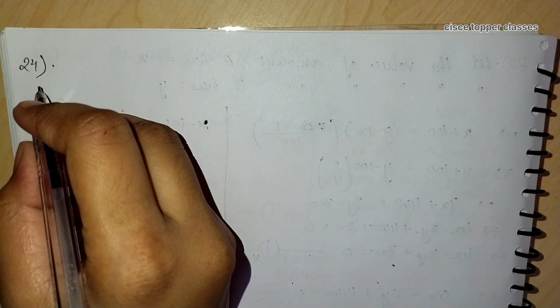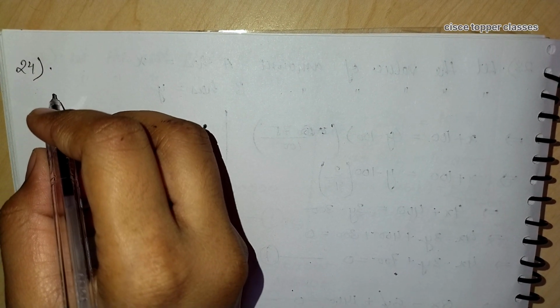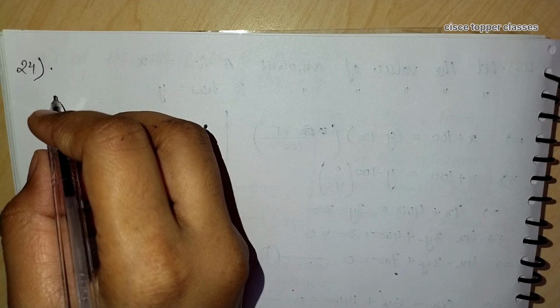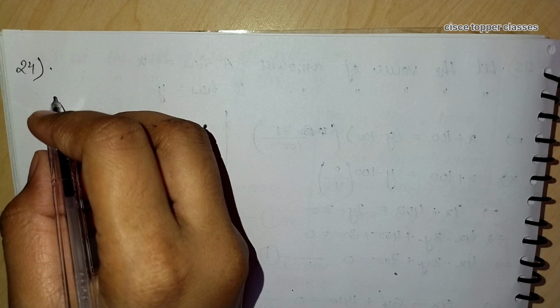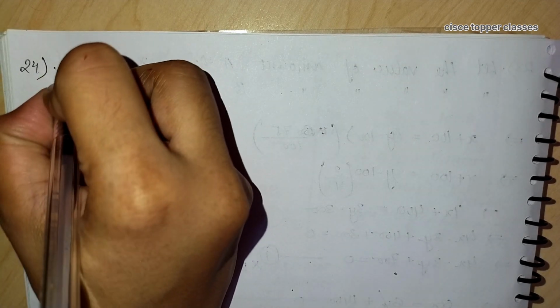Let us solve the 24th question here, which is: the students of a class are made to stand in complete rows. If one student is extra in a row, there would be two rows less. If one student is less in a row, there would be three rows more. Find the number of students in the class.